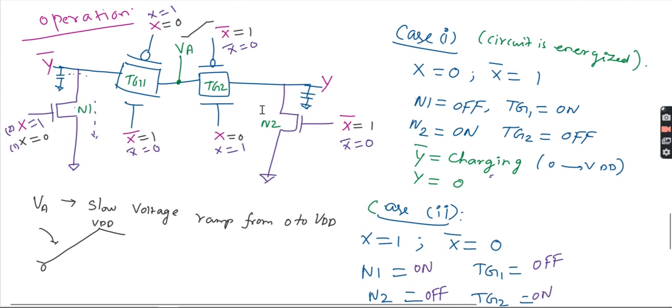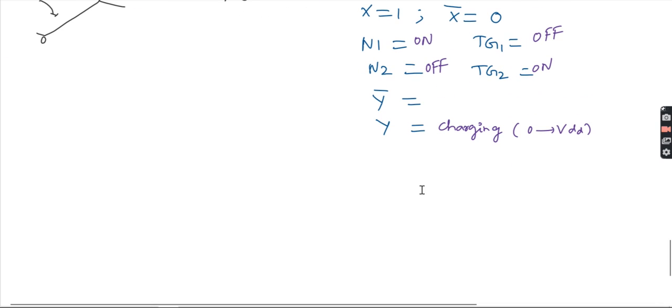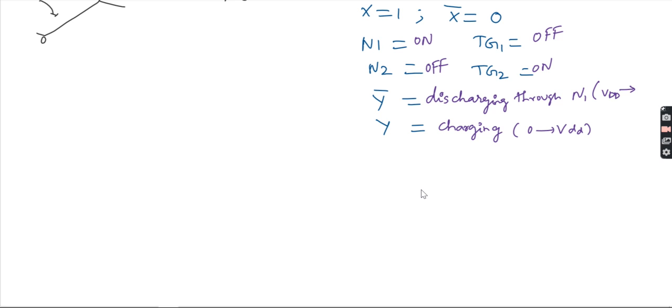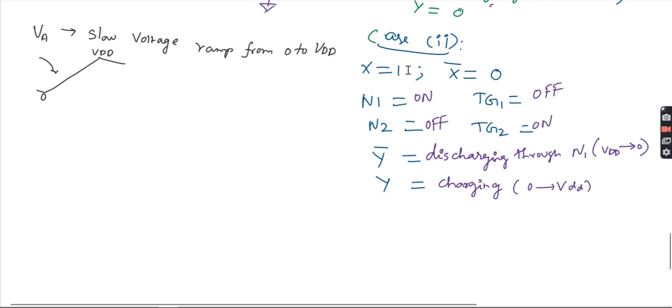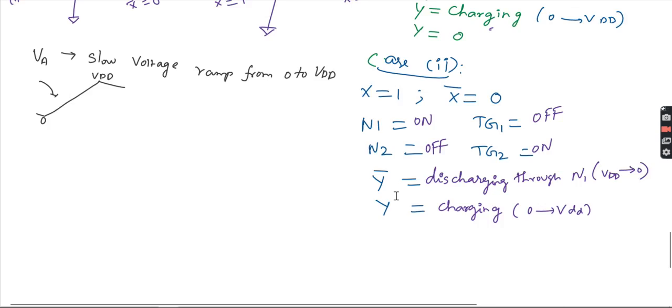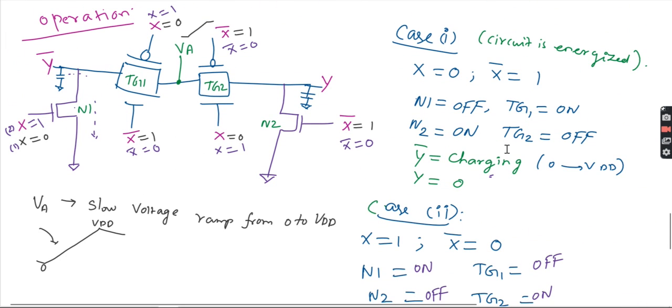If this is on, there will be a discharge. This is Y, right? The Y bar is discharging through N1, that is VDD to 0. See here, I am getting both complementary outputs. Y bar will be logically 1, VDD, Y equal to 0. So in the second case, Y bar will be 0 and Y will be VDD. This is for the plus sign, the circuit is energized.